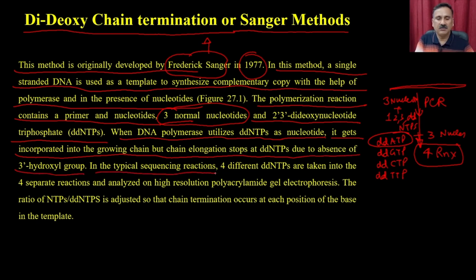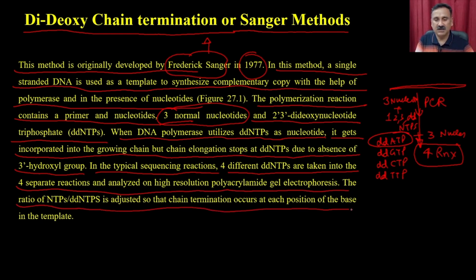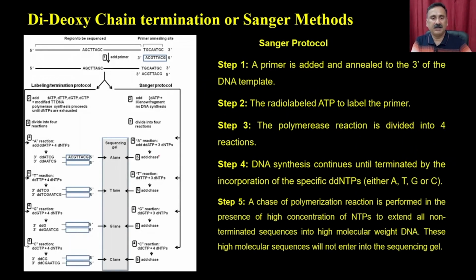In the typical sequencing reaction, you are going to run 4 different ddNTPs taken into 4 separate reactions and analyzed on a high resolution polyacrylamide gel electrophoresis. The ratio of dNTP and ddATP is adjusted so that chain termination occurs at each position of the base in the template. Now this is what exactly you are going to do.